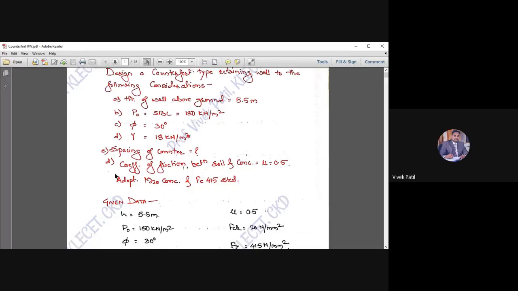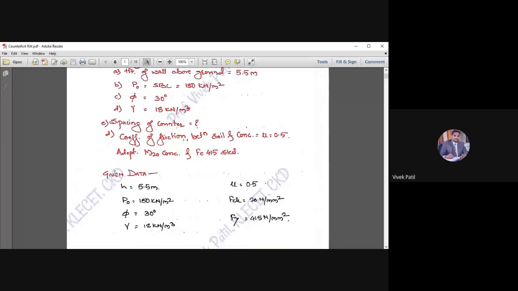Okay, so the given data is there. That is the height of retaining wall above the ground, small h equal to 5.5 meters. Then P0, that is SBC of soil, 180 kilonewtons per meter square. Phi is given as 30 degrees. Gamma is 18 kilonewtons per meter cube. Mu is 0.5. fck is 20 newtons per mm square, and fy is 415 newtons per mm square. So this is the given data from the problem.